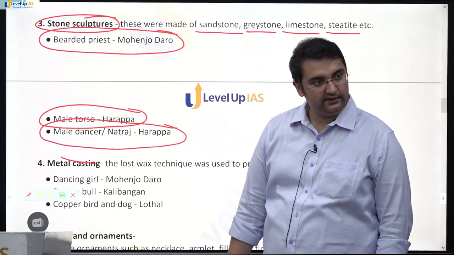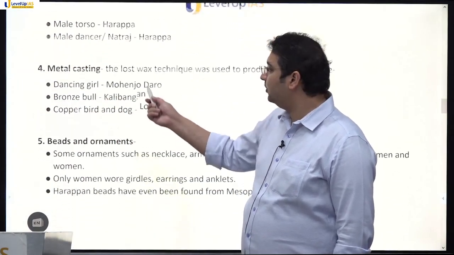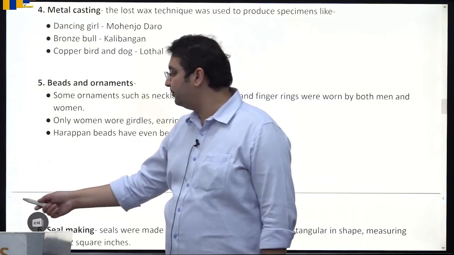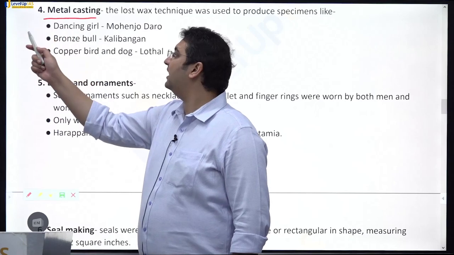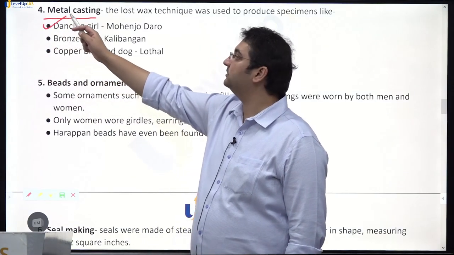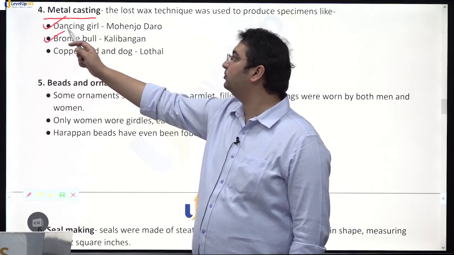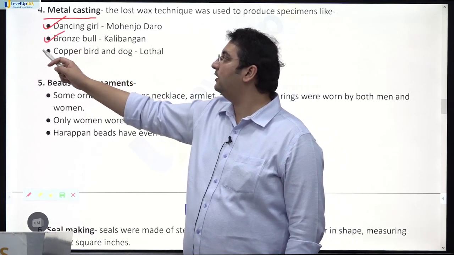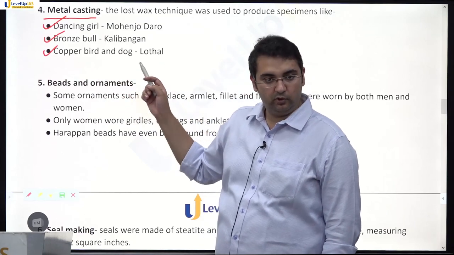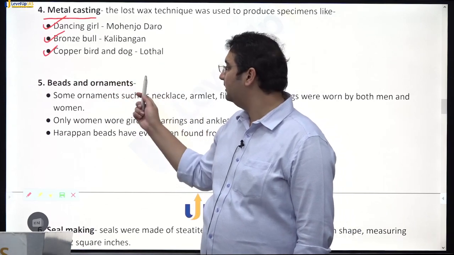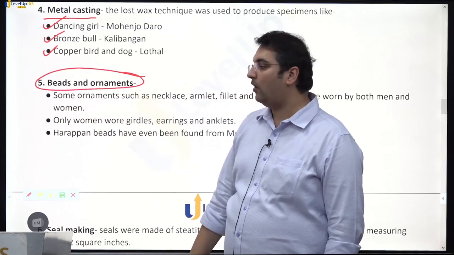Okay? Then we also have evidence of metal sculpture. One important example we have already seen, kaunsa? Dancing girl. Apart from that, a bronze bull from Kalibangan and two figures of copper, a bird and a dog from Lothal. Okay? And finally, we have beads and ornaments.